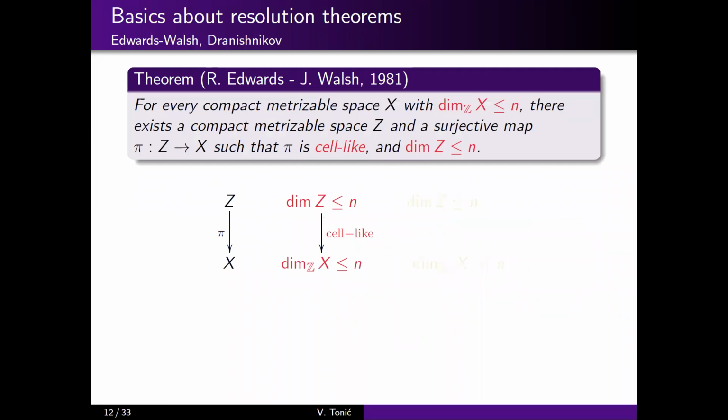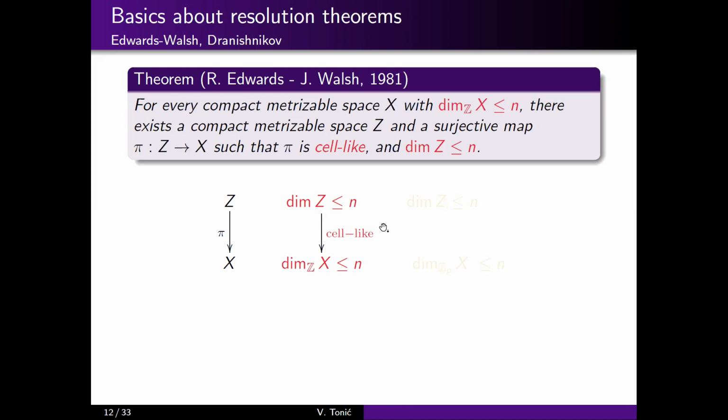Okay, so now the first official resolution theorem in this list, there will be a list of four, is due to Robert Edwards and John Walsh. It's easiest to follow on the diagram. If you start with a compact metrizable space X, of which you ask that its dim_Z is bounded by a natural number n, then you can come up with a Z, which is a compact metrizable space whose dimension, covering dimension, is bounded by the same n that showed up below. And you can build a map between them, which is cell-like.